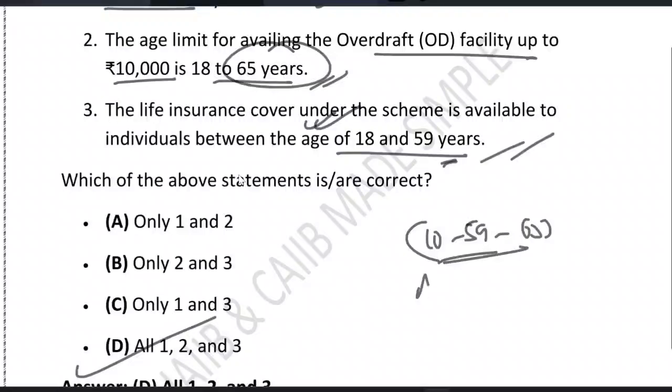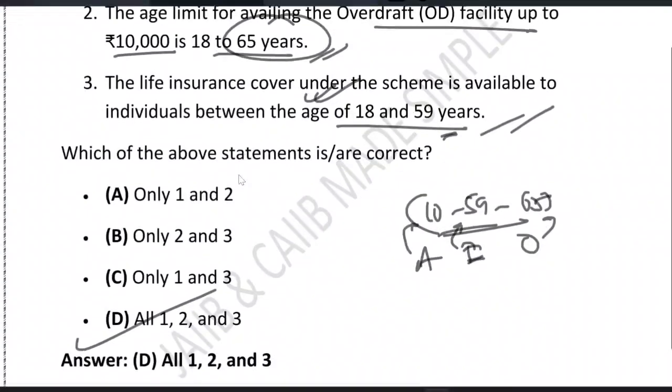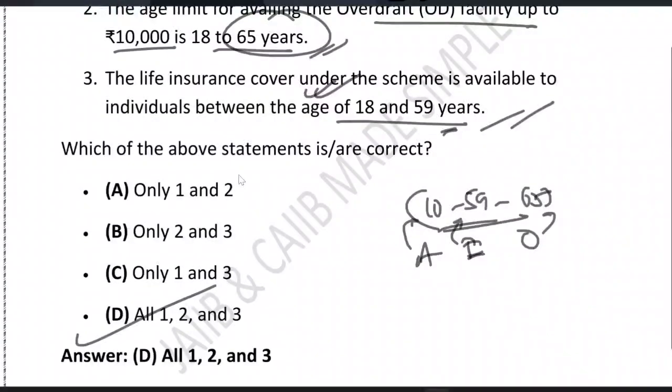Right. AIO. A means account, which starts at age 10. I means insurance, which stops at 59. O means overdraft, which stops at 65. This is how you can remember it. So whenever you think about the PMJDY question, just write down AIO and 10, 59, 65 on your rough sheet, and you will never pick the wrong option.